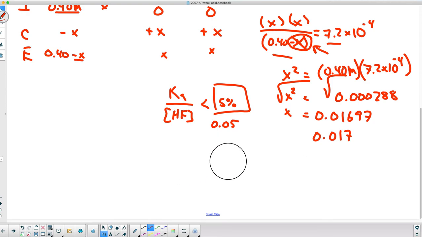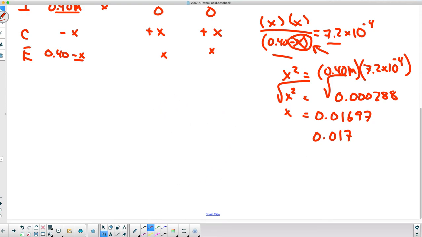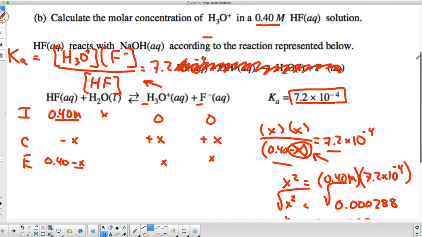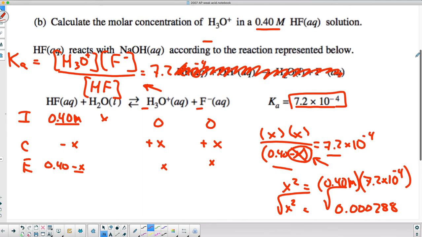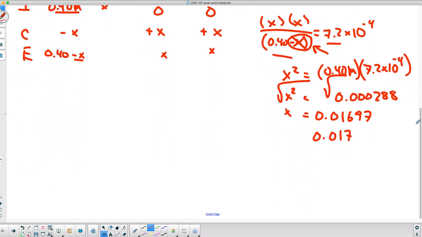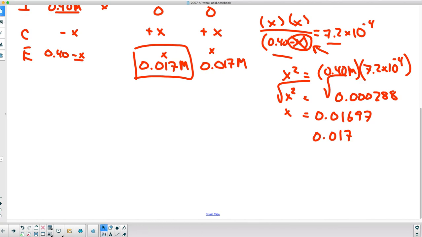Okay, so getting back up to, I should go back up and make sure I've answered my question here. It says, calculate the molar concentration of H plus, or H3O plus, in a 0.4 molar hydrofluoric acid solution. So this right here is my 0.017 molar. So this right here is the answer. X equals 0.017 molar. Okay, here's the next one coming up. The next one's a little bit more complicated. It's the second part to this problem.